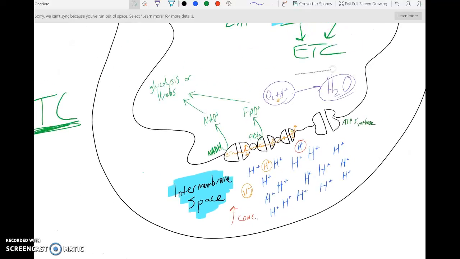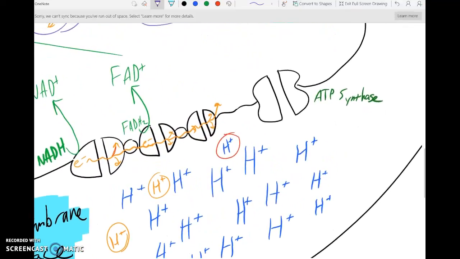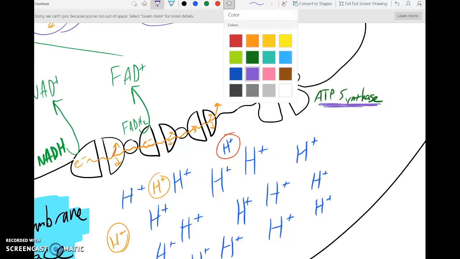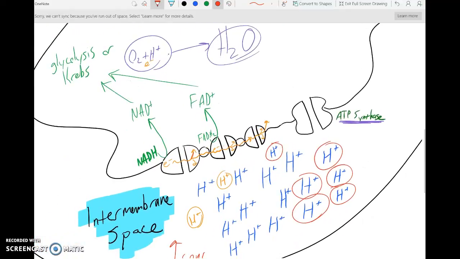So I want to move this out of the way so I can have a little bit more room for this last step we're going to talk about. Okay, so now we're ready for this big final step. Let's talk about ATP synthase. Now, all of these hydrogens, just like any other molecule, want to go to an area of lower concentration. They don't want to be cramped up close to each other in this intermembrane space. They want to have their own breathing room, so to say.